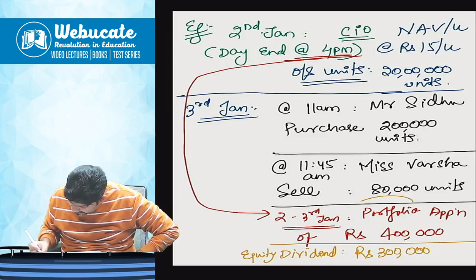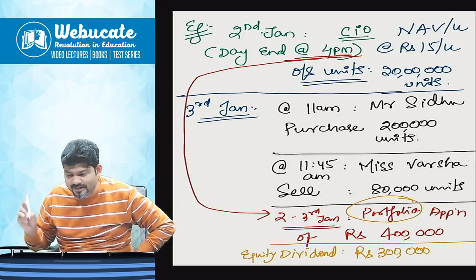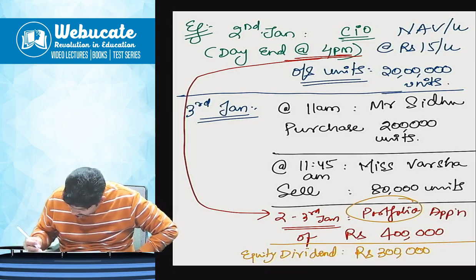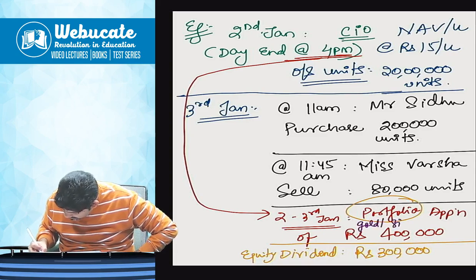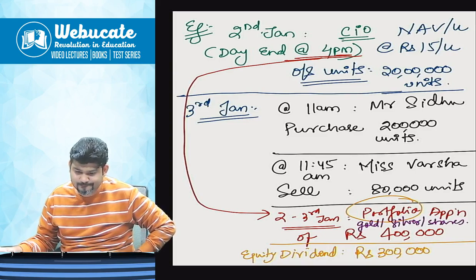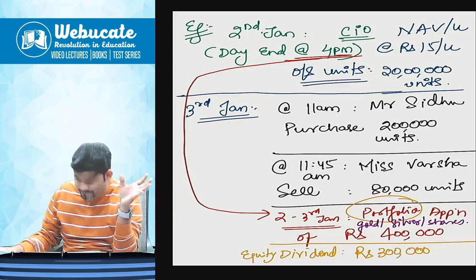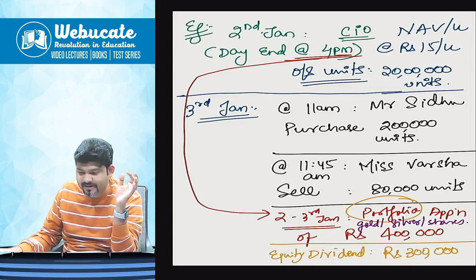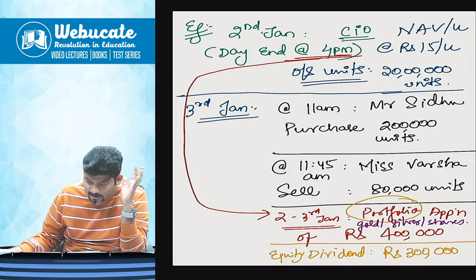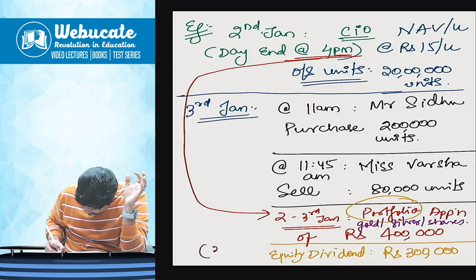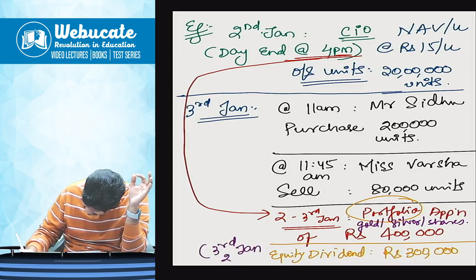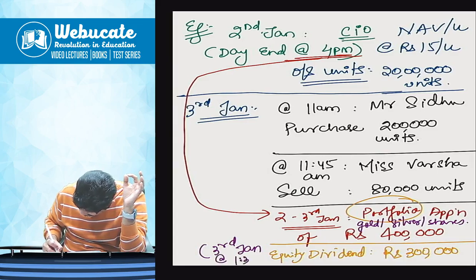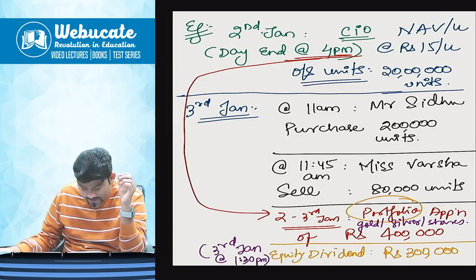This portfolio includes gold, silver, equity shares, everything. It could have anything. It could have gold, silver, shares, etc. And also, it received equity dividend of rupees 3 lakh. When? On 3rd Jan, at 1:30 p.m.